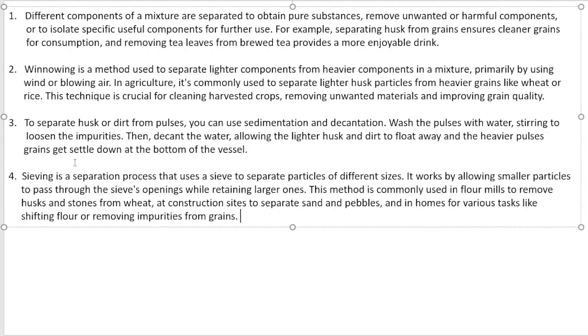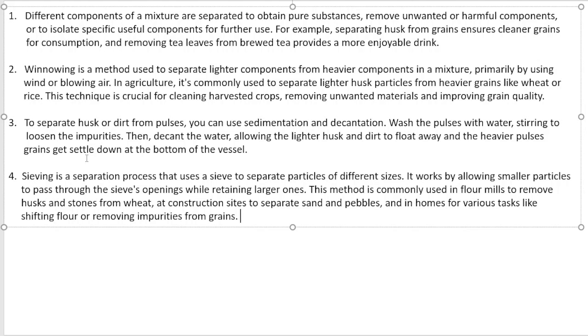So, sieving is a process that uses a sieve to separate particles of different sizes. It works by allowing small particles to pass through the sieve's openings while retaining large ones. This method is commonly used in flour mills to remove husks and stones from wheat, at construction sites to separate sand and pebbles, and in homes for various tasks like sifting flour or removing impurities from grains.